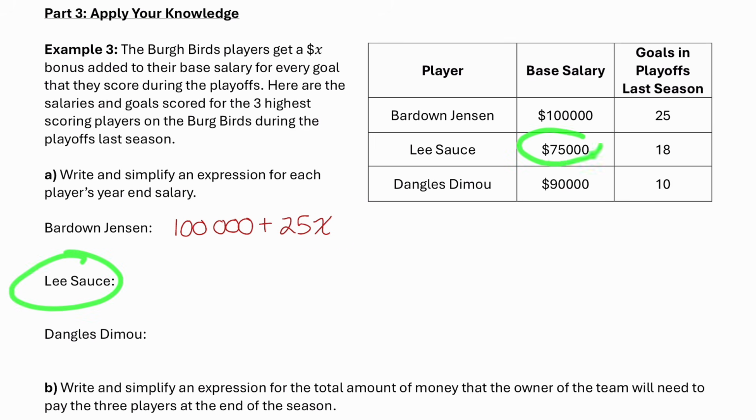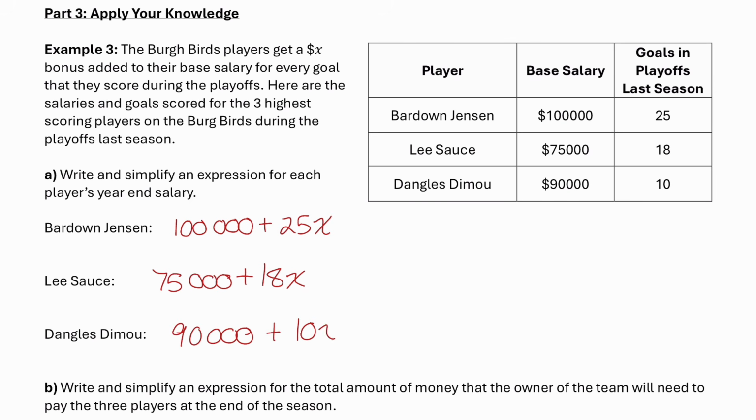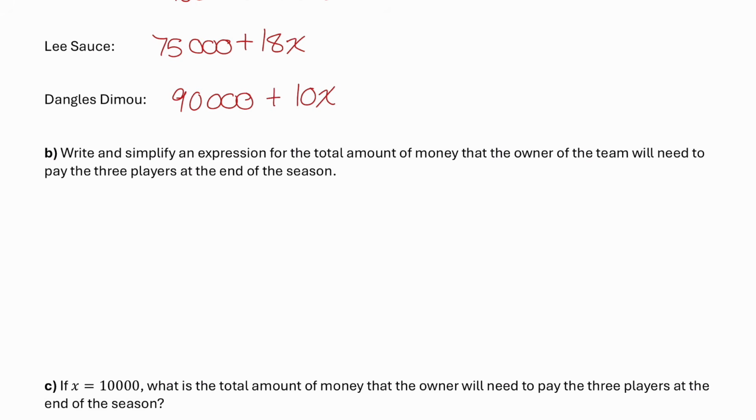Lisos has a base salary of $75,000 and he got 18 goals in the playoffs. So his final year-end salary will be that $75,000 plus 18 times whatever the bonus is per goal, which we don't know yet. And then Dangle's Dimu has $90,000 in base salary, plus he got 10 goals in the playoffs. So his year-end salary will be $90,000 plus 10 times whatever you get for a bonus for scoring each of those 10 goals.